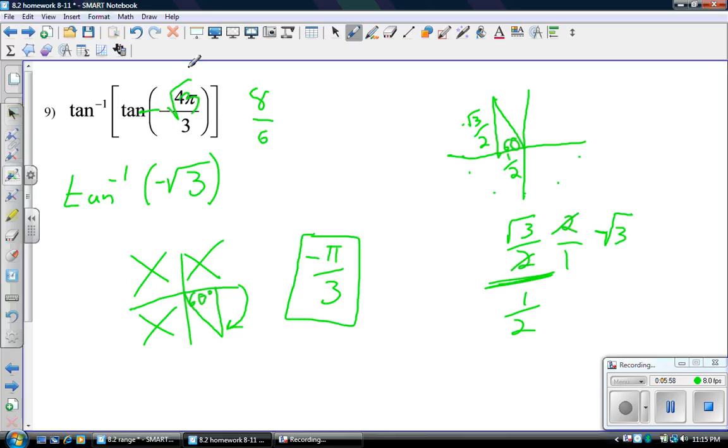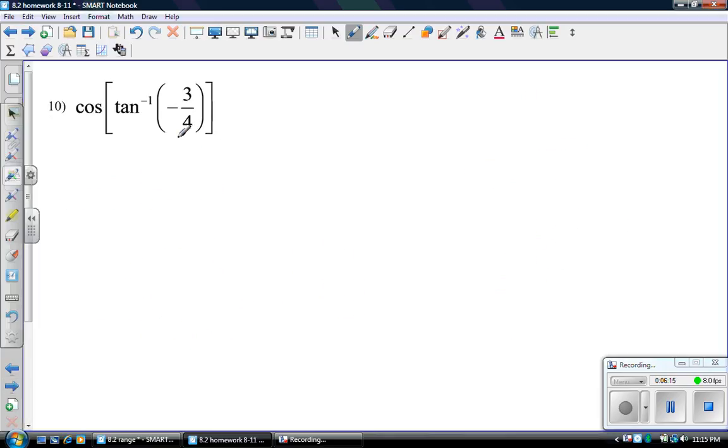Again, similar to this original stuff up here. It's just that I'm in a different quadrant, so the angle is actually different. Not negative 4 pi over 3. It's actually negative pi over 3. Different number. Okay, the next two are kind of bizarre ones.